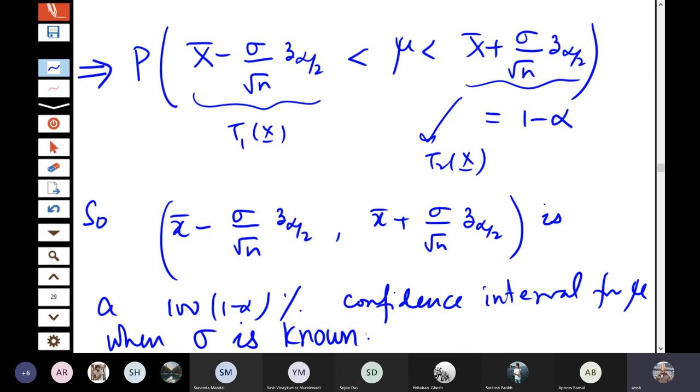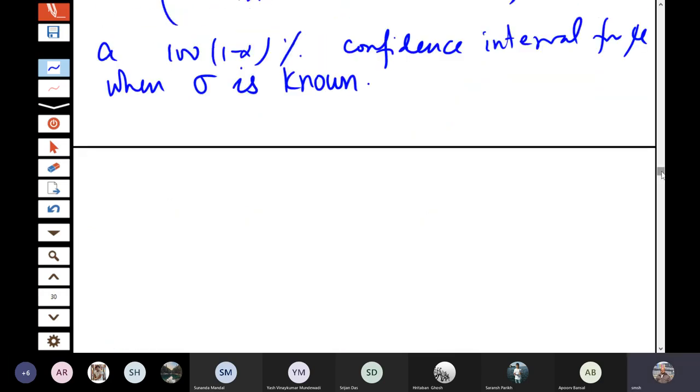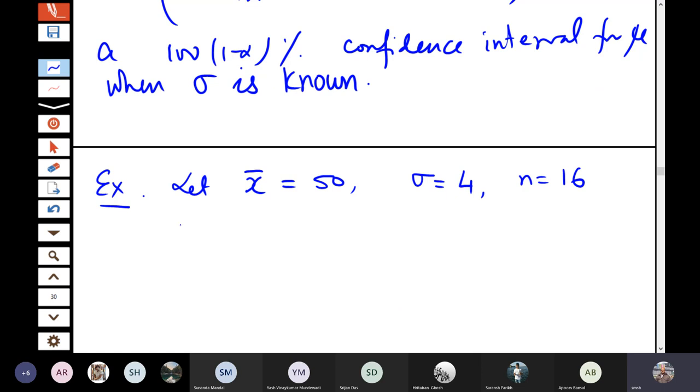So let us just take some simple example here. Suppose in a given problem X bar is some value, say X bar is equal to 50. Suppose sigma is equal to 4. Suppose I take n is equal to say 16 and alpha is equal to say 0.05. So if I take alpha is equal to 0.05, z alpha by 2, that is z of 0.025, you can see from the tables of the normal distribution that I have already shown you many times, it is 1.96.